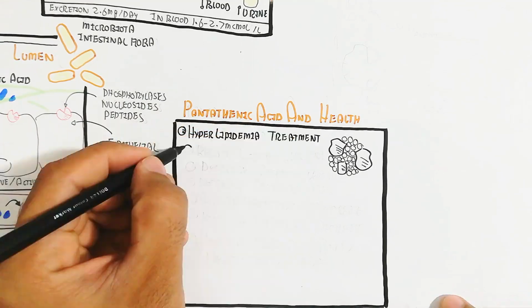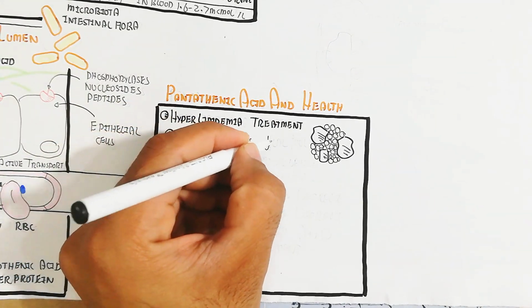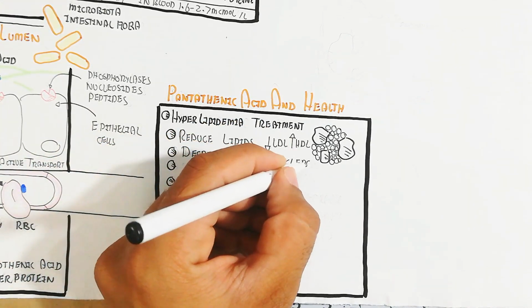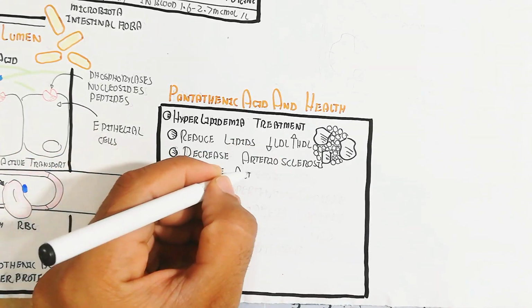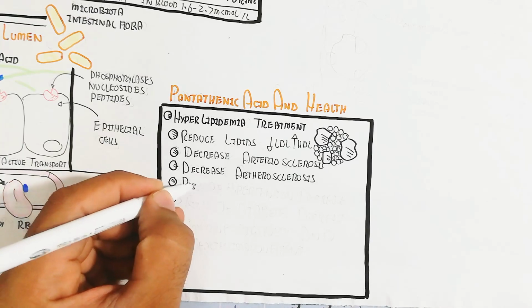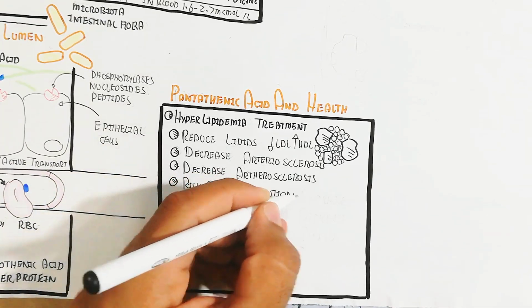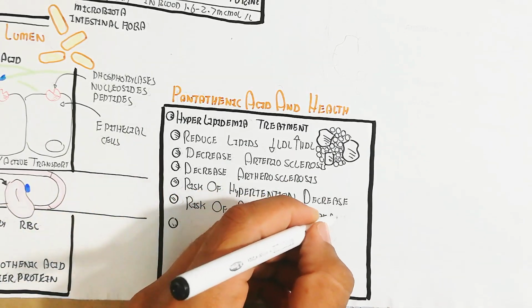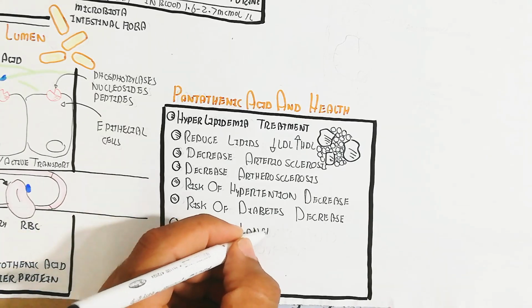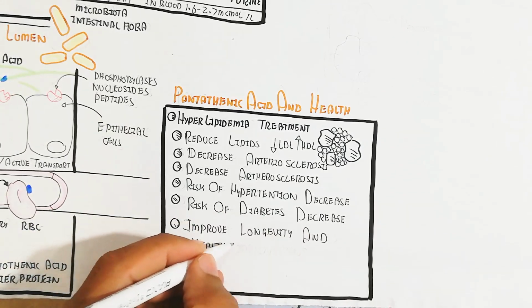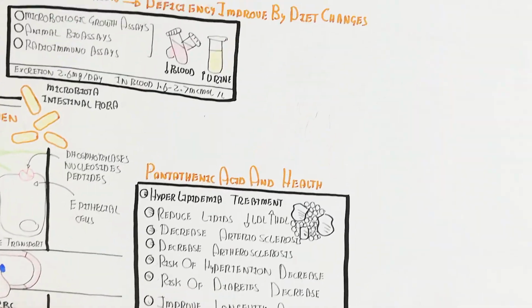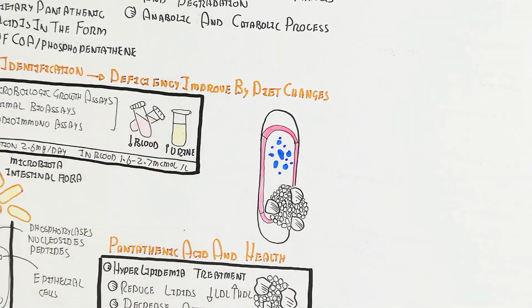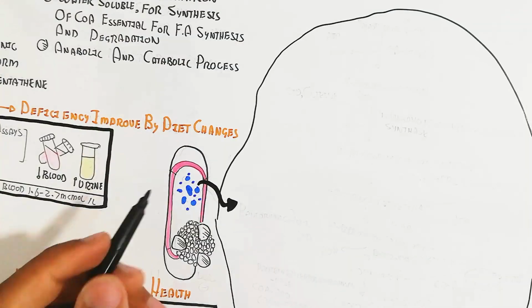Pantothenic acid and health: hyperlipidemia treatment is due to pantothenic acid. In this way, lipids are reduced, low density lipoprotein can decrease and high density lipoprotein will increase, leading to decreased arteriosclerosis, decreased risk of hypertension, decreased risk of diabetes, improved longevity and health. Longevity will increase due to reduced atherosclerosis as well as arteriosclerosis. Hypertension prevention will lead to living longer. This is the low density lipoprotein, for example.